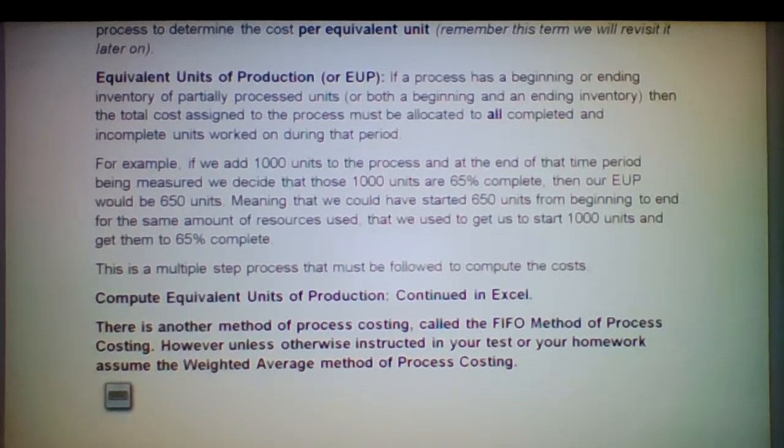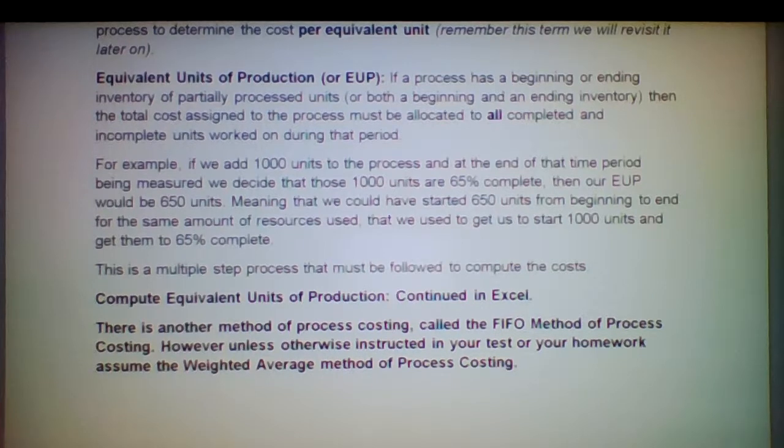Basically, it's a process that has the beginning and the ending inventory of partially processed units. So it doesn't matter whether they're completed or not. Anything that was worked on during that period gets some costs assigned to it. Best way to explain this is you have 1,000 units you start. At the end of the period, you've got 65% through making them. So they're not finished. They're just about 65% of the way. Right, so you would say you have 650 units of equivalent units of production.